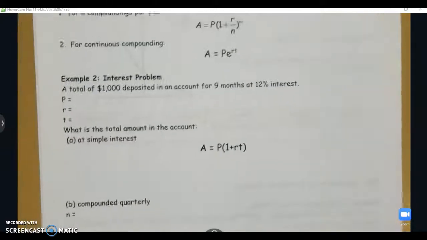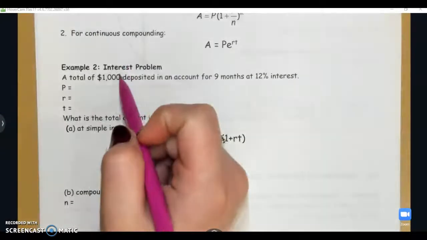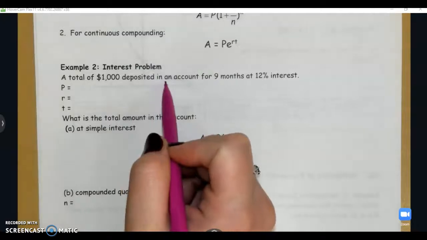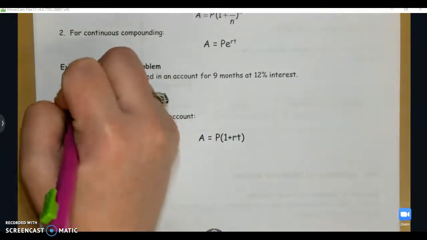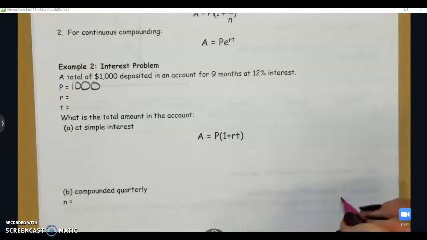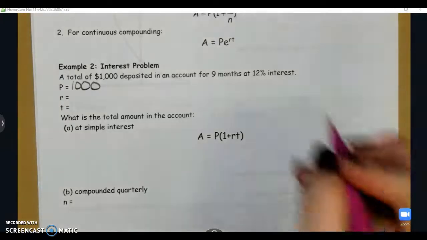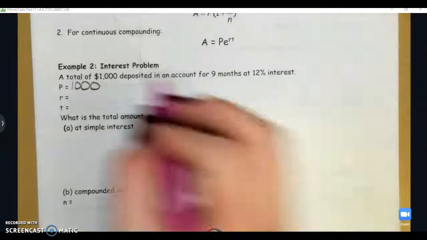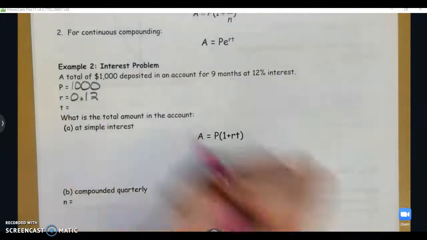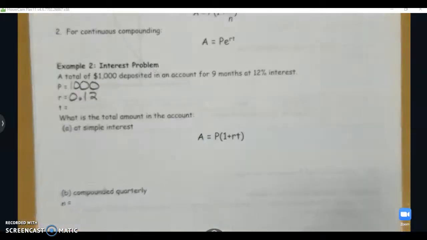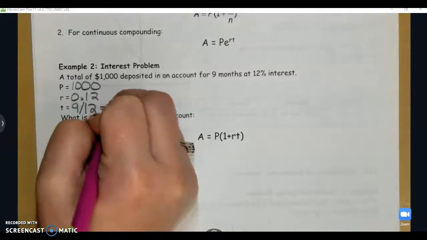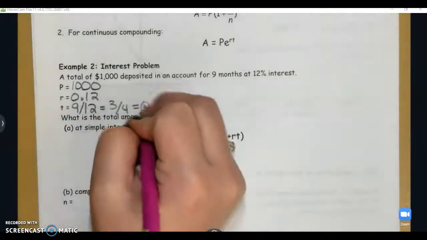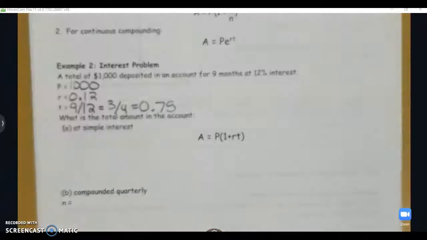So jumping into an example, on this example 2, $1,000 is deposited into an account for 9 months at 12% interest. So our principal value, the amount we're initially putting in, is 1,000. Our interest rate is 12%, so as a decimal that would be 0.12. And time we always put in years, so if it's 9 months out of 12 months, that's 3/4 or 0.75.